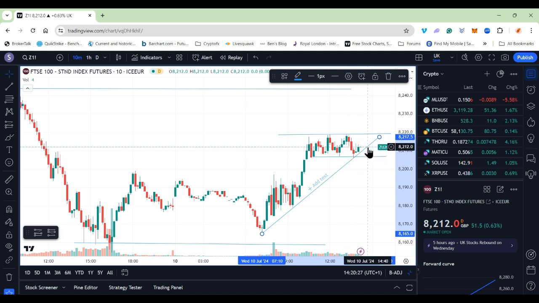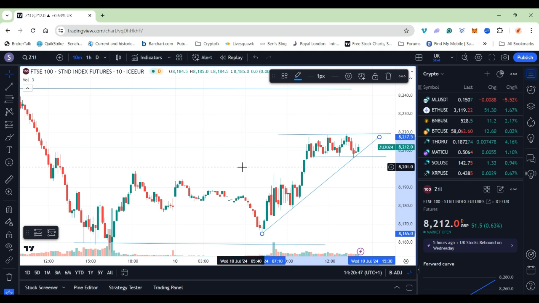As it stands, we're still in this bullish channel. It was a good buy opportunity earlier on a 10-minute chart, and now it's rallying a little. Okay, so now it's up to you to do this yourself, really. Either do it on the FTSE or on any market that interests you.